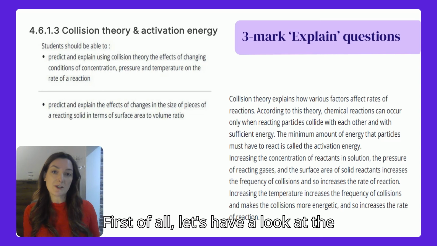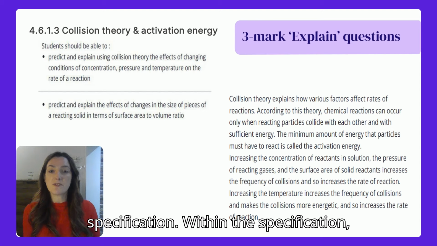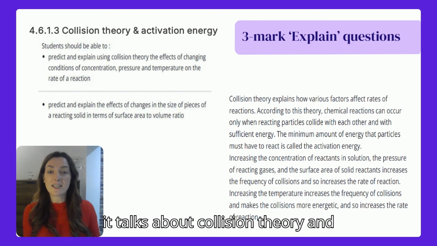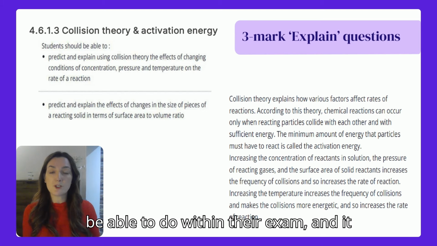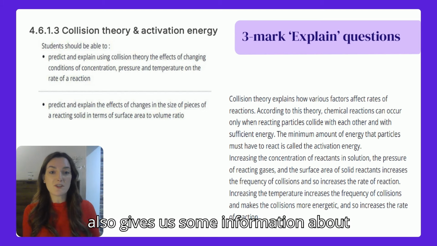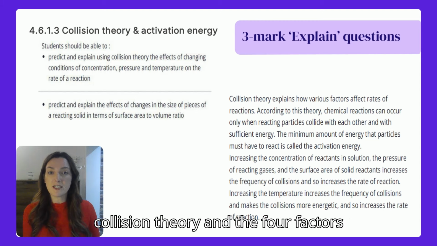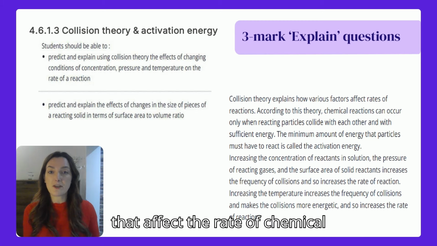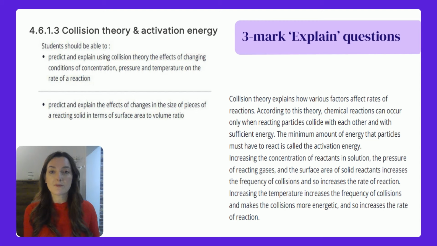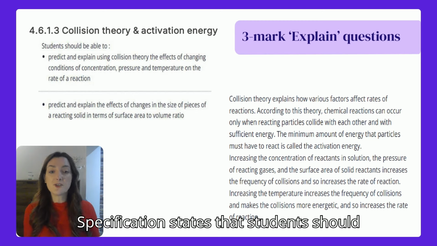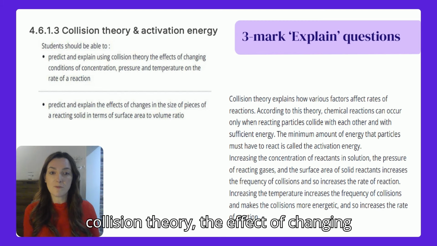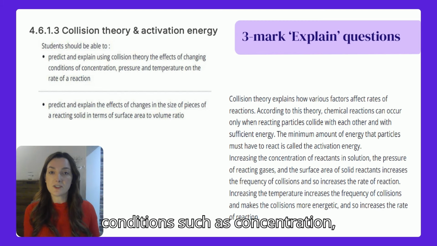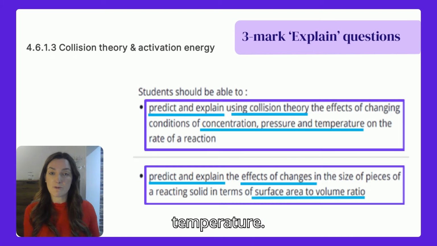First of all, let's have a look at the specification. Within the specification, it talks about collision theory and activation energy. It gives us some information on what the students should be able to do within their exam, and it also gives us some information about collision theory and the 4 factors that affect the rate of chemical reactions. The specification states that students should be able to predict and explain using collision theory the effect of changing conditions such as concentration, pressure, surface area, and temperature.